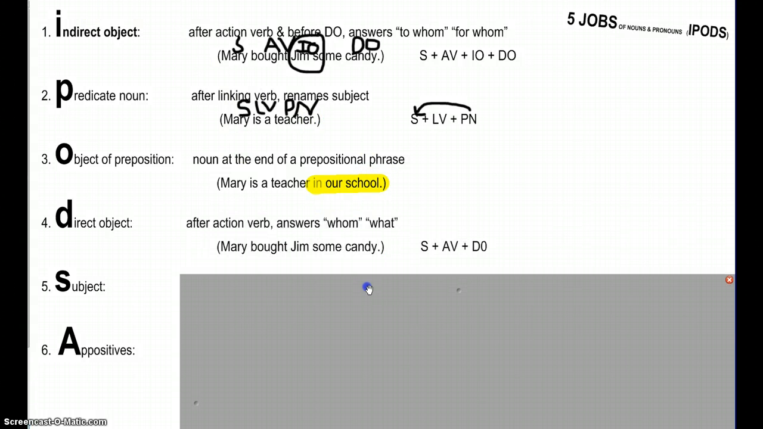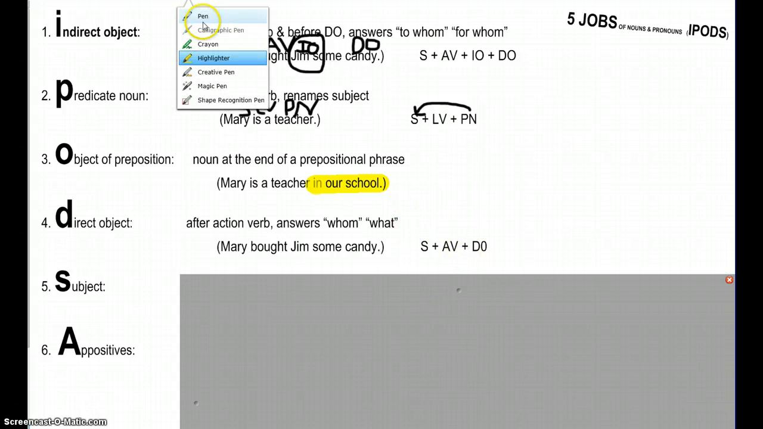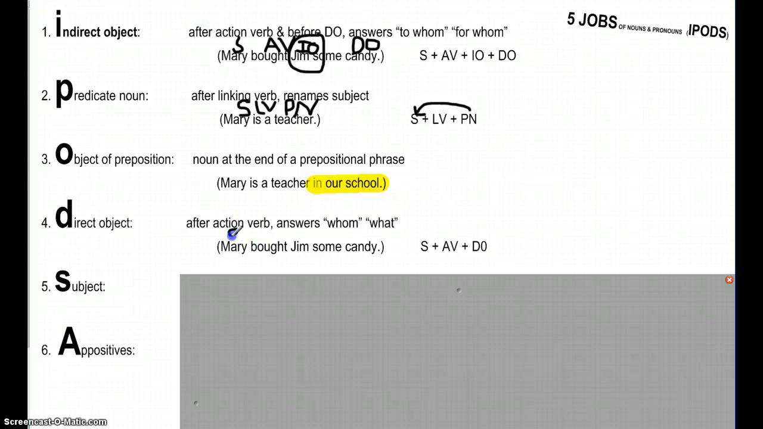Then we have the direct object, which we talked about up here. It can go in its own sentence pattern, subject plus action verb plus DO. So Mary is our subject, bought is our action verb, and we ask our question, Mary bought what? Or Mary bought whom? Mary bought candy. We could say that Mary bought Jim, but obviously in the context of our sentence, that's not what the sentence is trying to say.